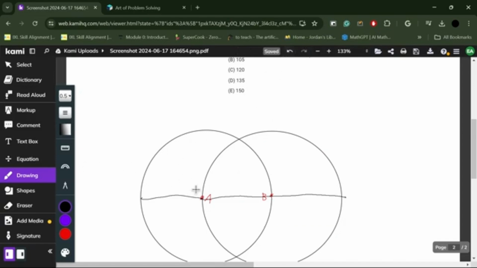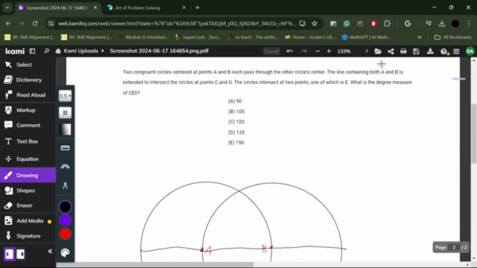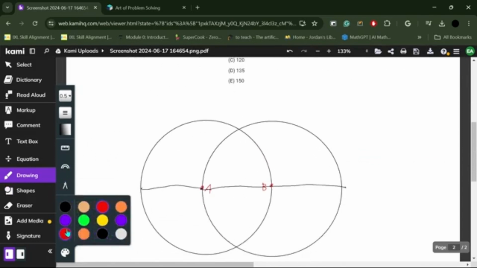So it says that it's intersecting at C and D. So we can go ahead and label that. This is C. This is D.